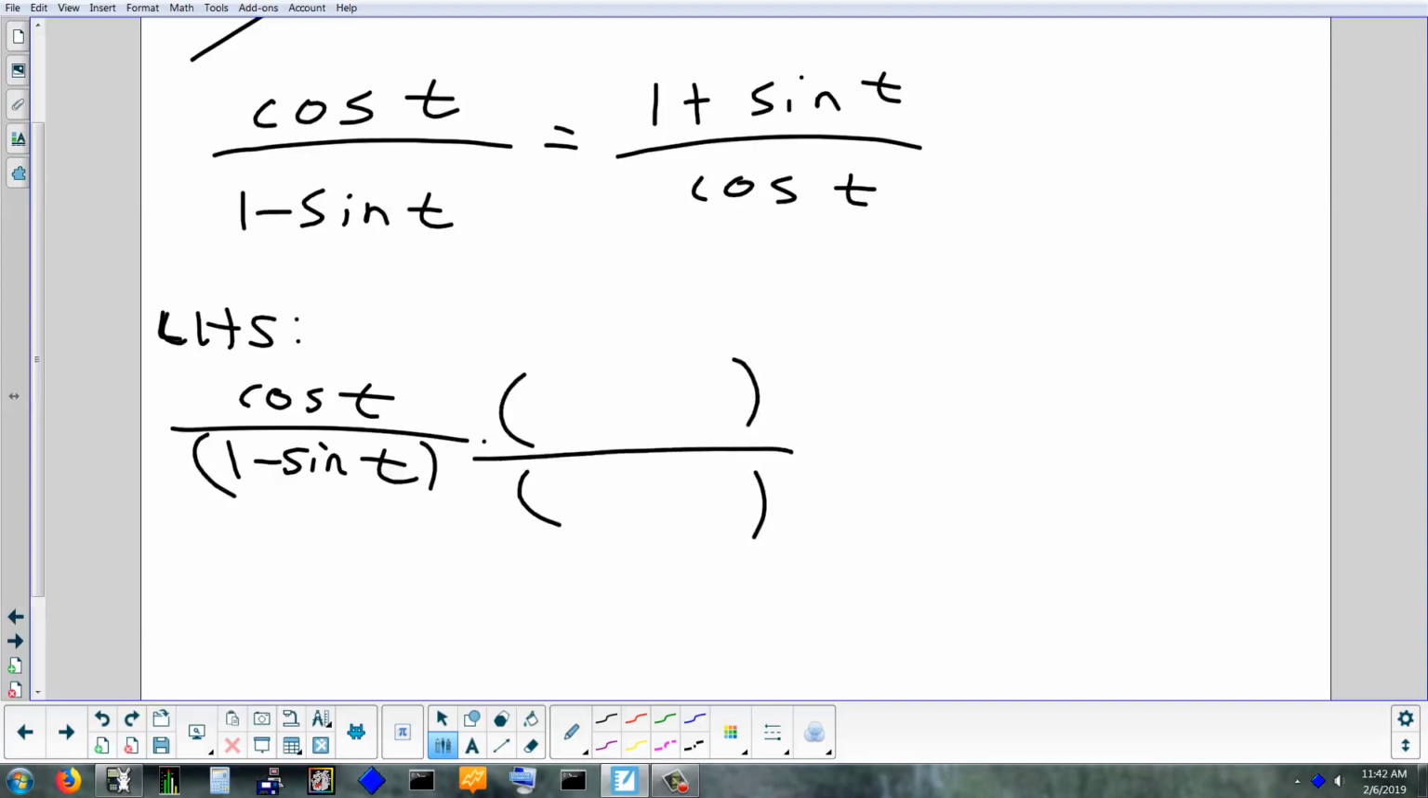Now, when we're looking for the conjugate, is the conjugate going to come from the top of this fraction or the bottom? The bottom. It has to come from the thing that's a number plus or minus a trig function. It's 1 minus sine. What's the conjugate of 1 minus sine? 1 plus sine. All right.